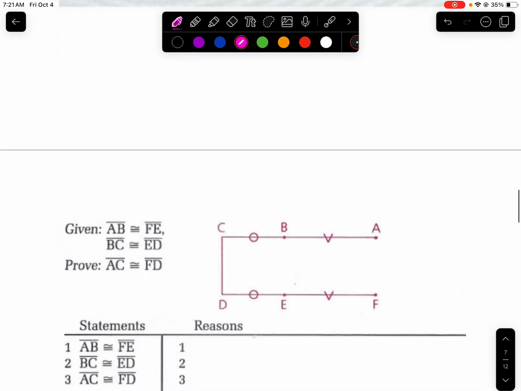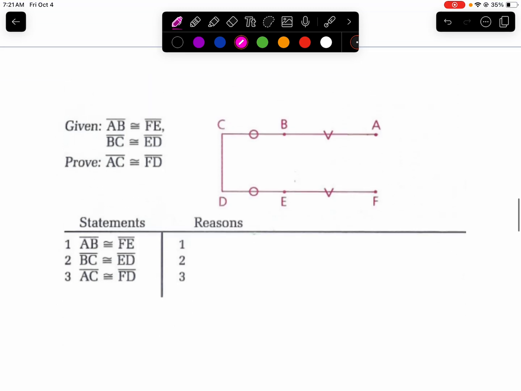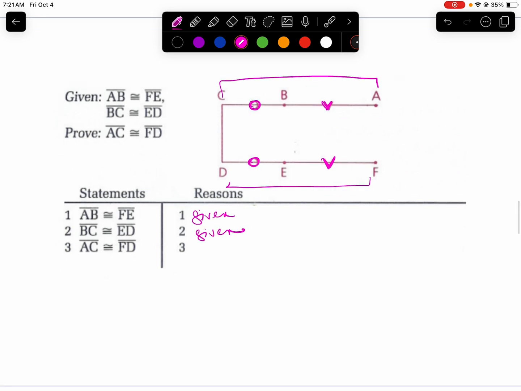So let's take a look at this. Given AB is congruent to EF, FE, it doesn't matter. AB is congruent to FE. BC is congruent to ED. Now they marked this picture for us. If they didn't, we would have to do that. We want to prove that AC is congruent to FD. So this is given, this is given. How are we going to say that AC is congruent to FD?